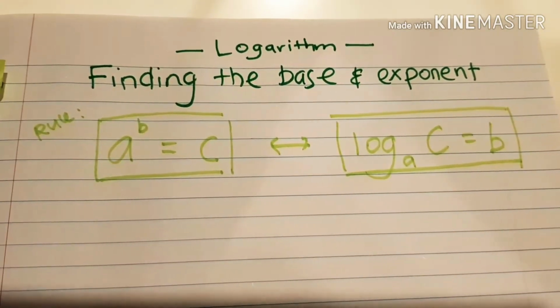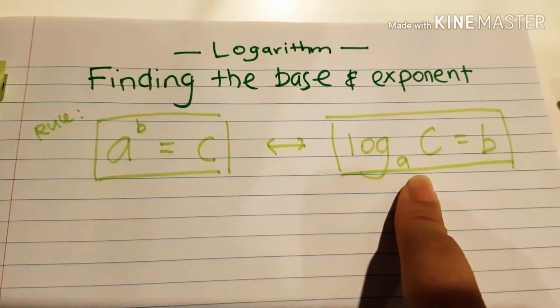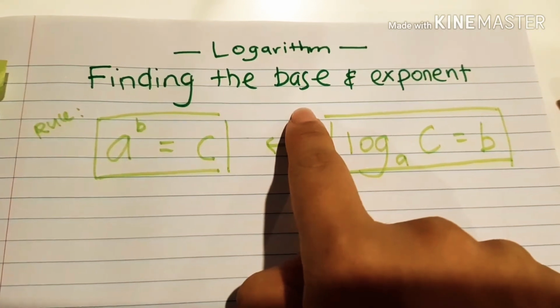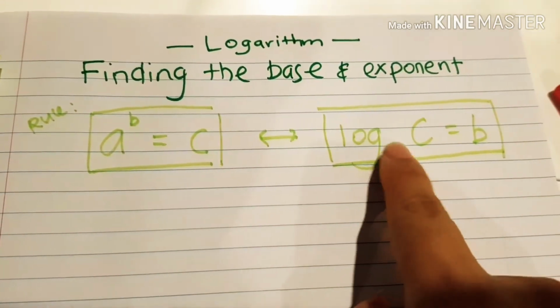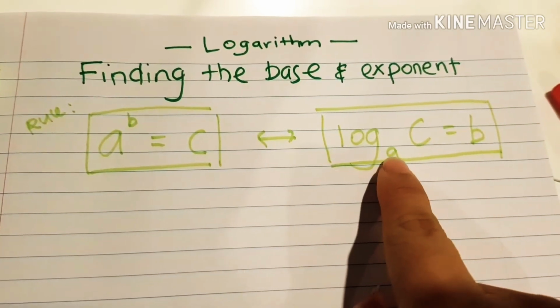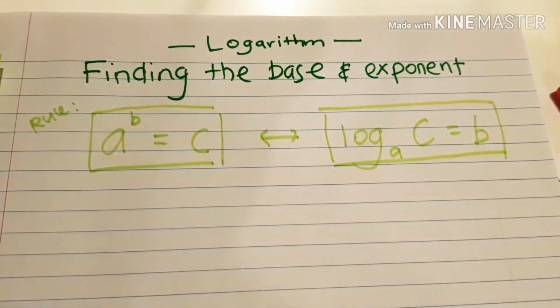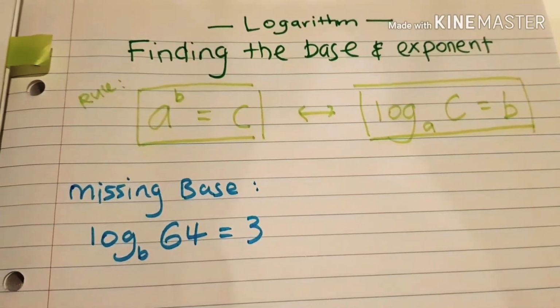Today we're going to learn how to find the base and the exponent from the equation. So remember the rules, the exponent rule, converting into logarithm rules. For example, finding the missing base, it's log base a. So it's either this value or this a that is missing. Let's have a look at how we can find those values.